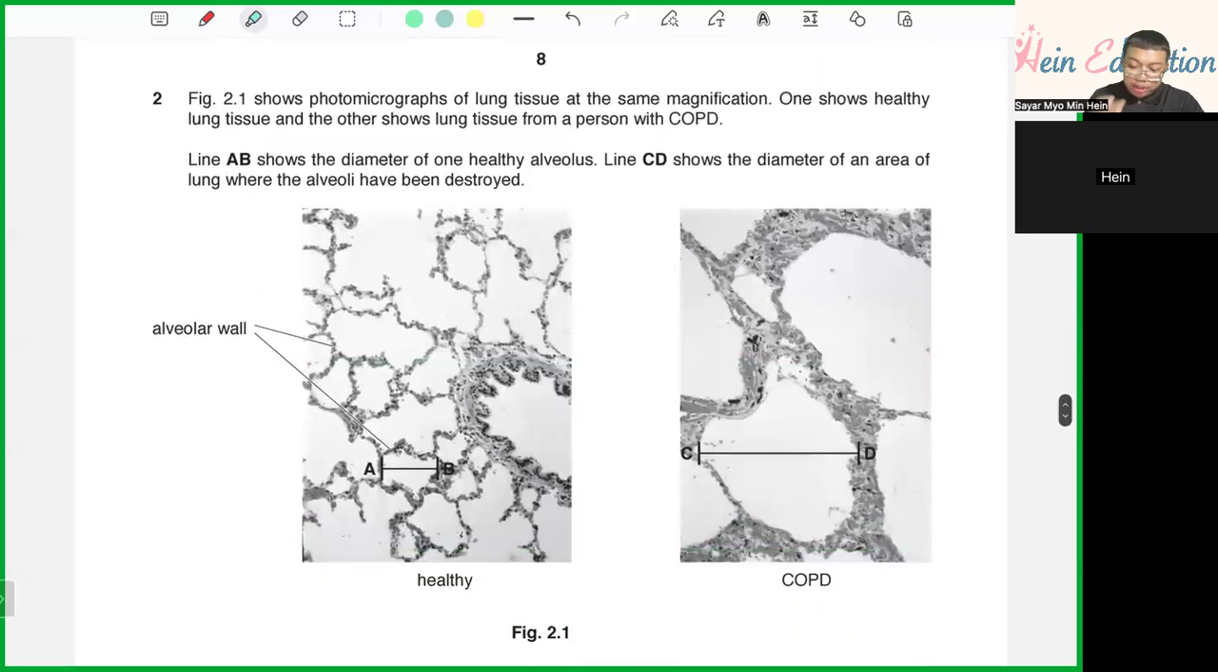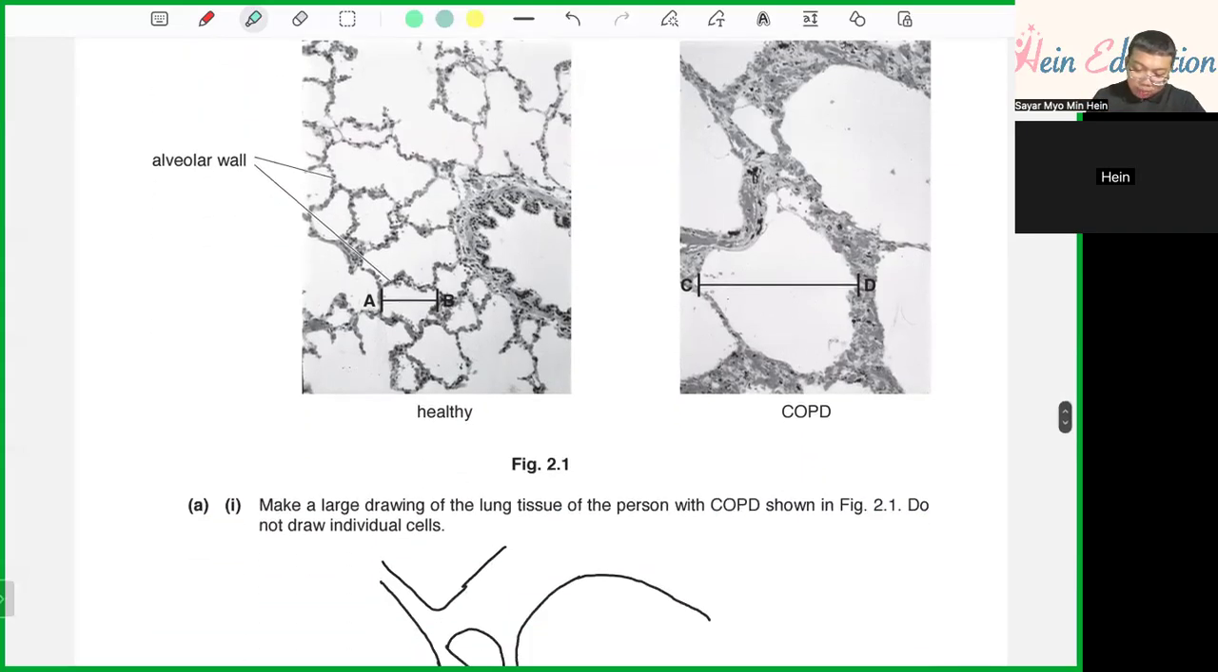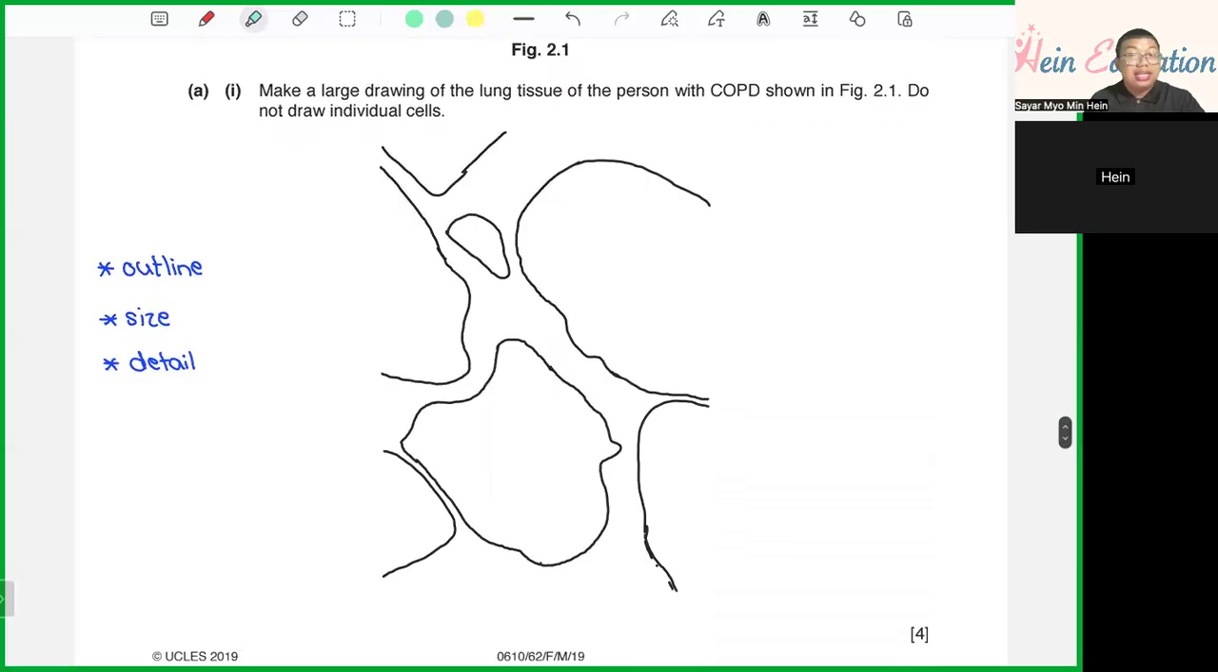And question number two, they show you a photomicrograph of lung tissue at the same magnification. One shows healthy lung tissue and the other one shows COPD. You can see from the figure, one is healthy and another one is with COPD. Number 1A asks you to make a large drawing of the diseased lung of the person with COPD shown in figure 2.1. Do not draw individual cells.